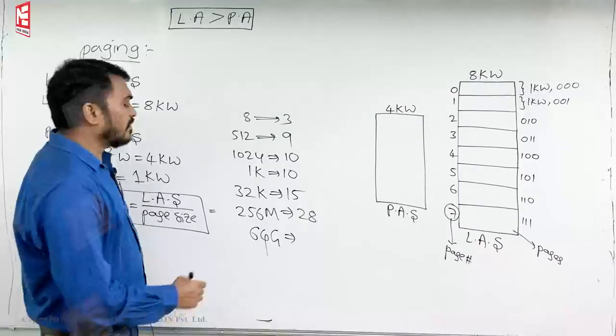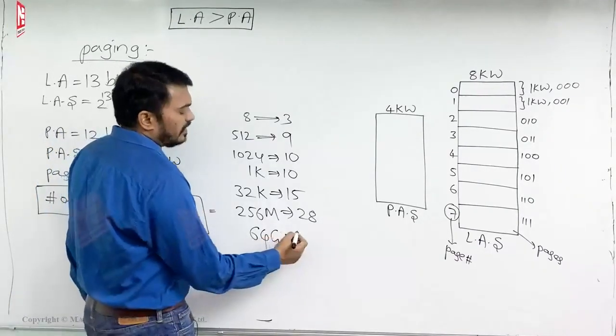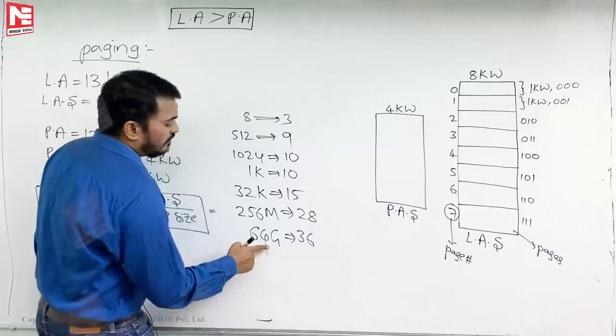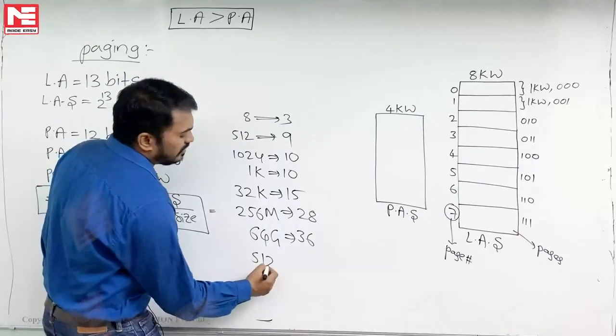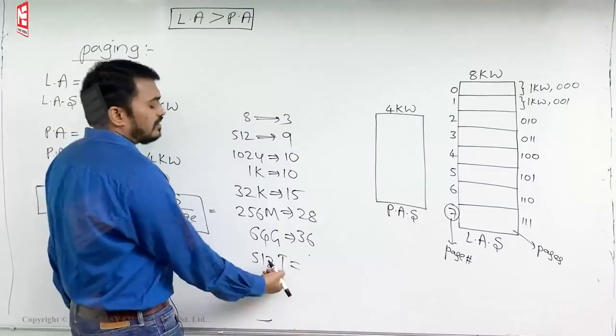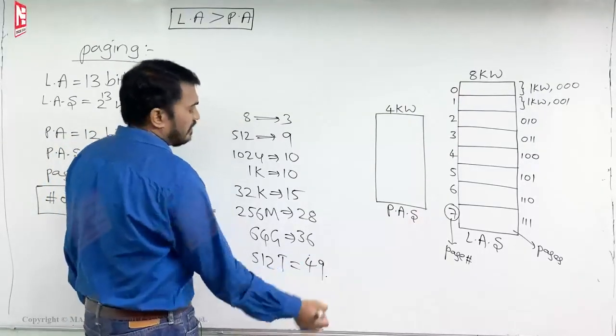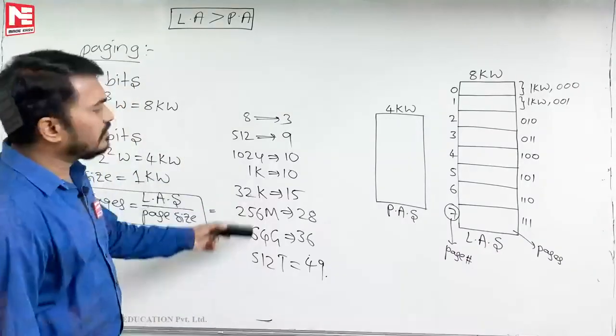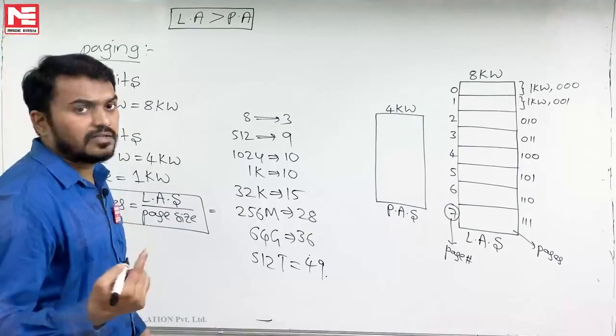64 giga pages, how many bits required? 2 power 6, 2 power 30, 36 bits required. If you are having, let's say, 512 tera pages, how many bits required? 2 power 9, 2 power 40, that is 49 bits required. Is that clear? So these are all required while solving the problems.